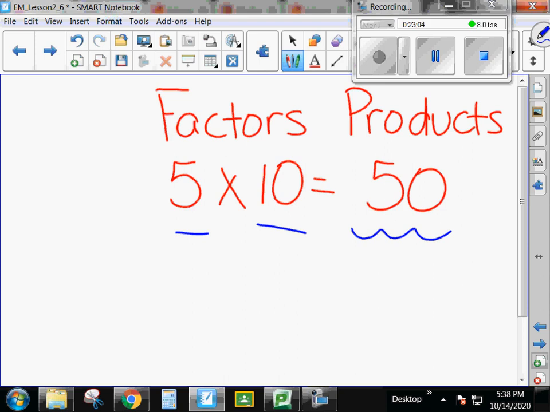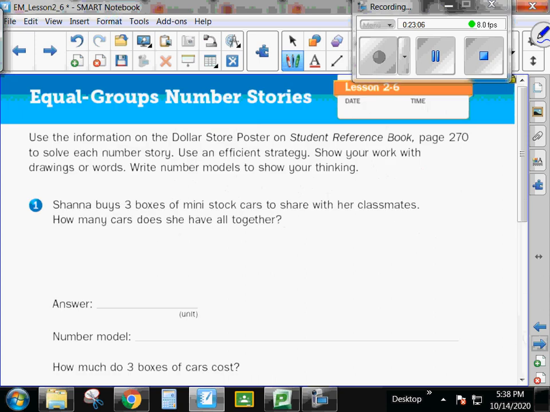Oh, no, it's not it. Wait a second. It is not it. We didn't do the workbook page. All right, sorry about that. We didn't do the workbook page.